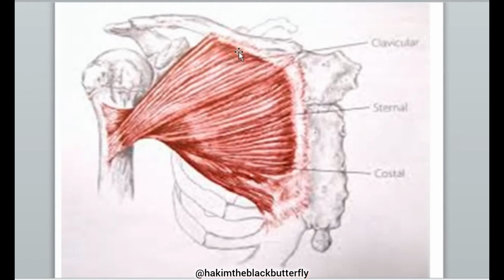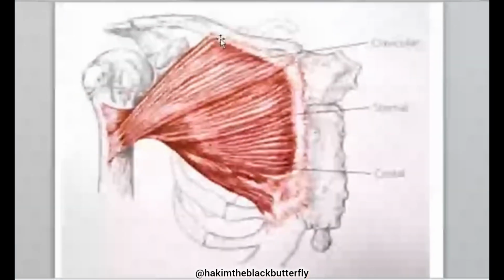Some textbooks call these fibers originating from the medial third of the clavicle the clavicular head. And then they call these fibers which originate from the sternum the sternal head. Because this muscle originates from the medial third of the clavicle and the sternum.